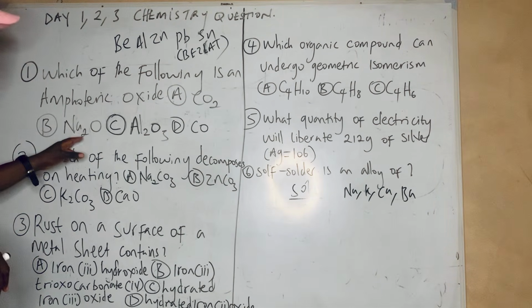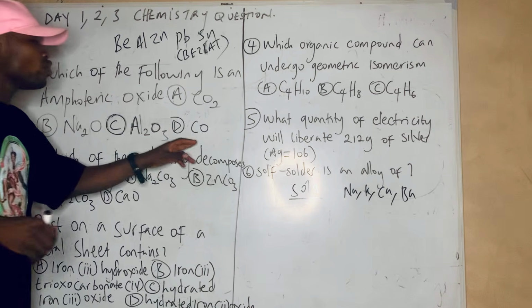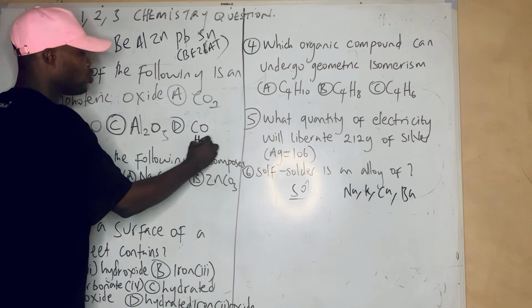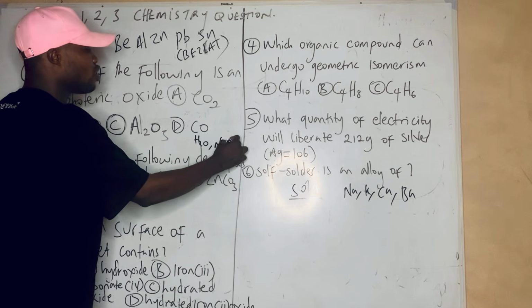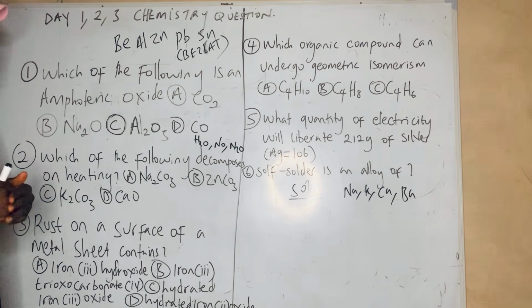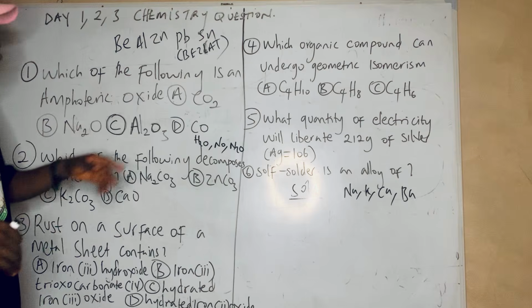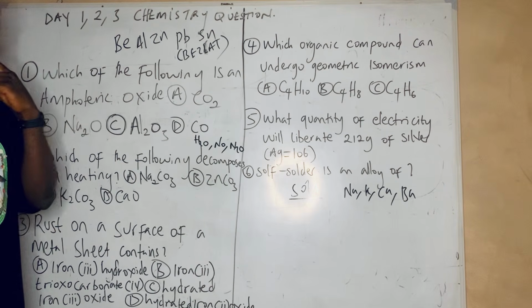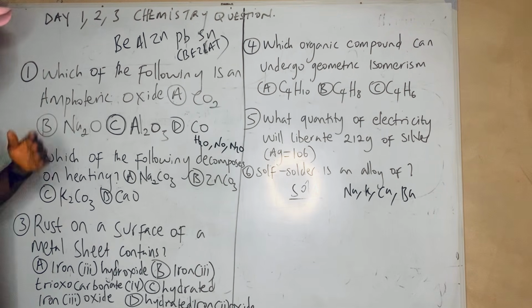That's for basic oxide. While neutral oxides include CO, water H2O, NO, and N2O. The only oxide of nitrogen that is acidic is NO2. So acidic oxides, CO2, NO2, phosphorus oxide, chlorine oxide, they are all acidic oxides. This should not be forgotten.